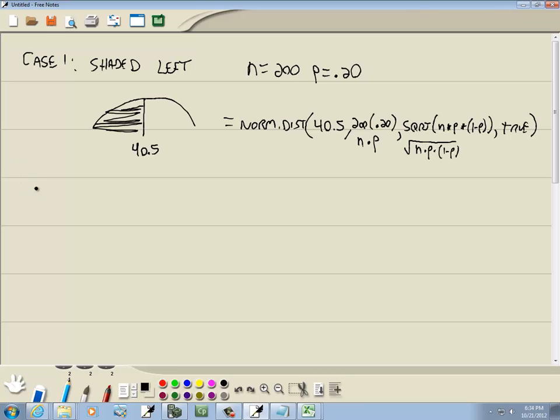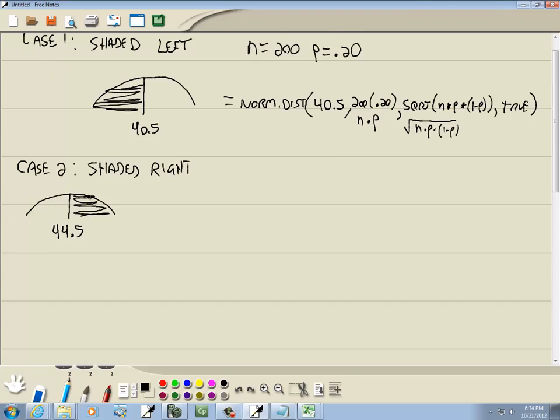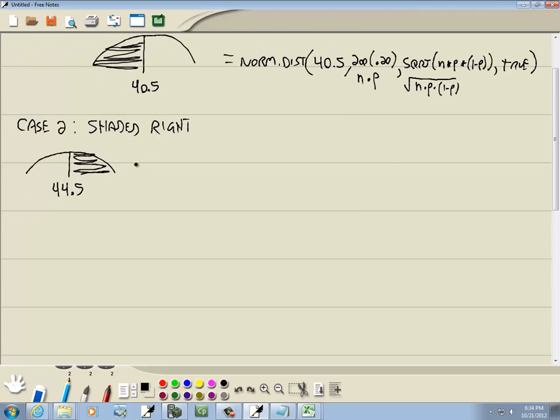Okay, that's where it's shaded to the left. That's the easy case. The second case is where it's shaded to the right. So you've done your 0.5 correction, and let's say I get 44.5. I'm shading this way. Well, Excel doesn't handle that very well because it's based upon area to the left. So we have to rewrite this as 1 minus, and then 44.5 shaded to the left.